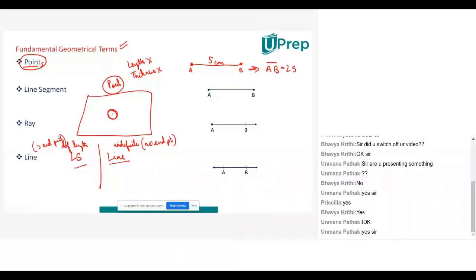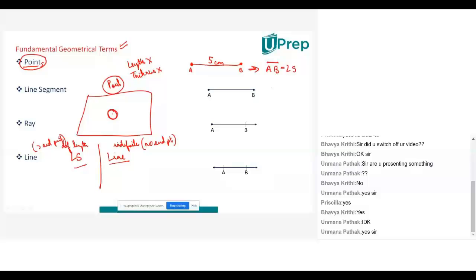Sir, if you have to represent a line segment, then you have to put a bar and two dots on both sides. You're talking about this? Sir, can you hear me? Yeah, I can hear you.